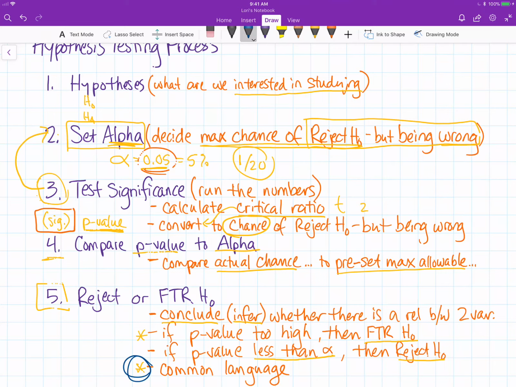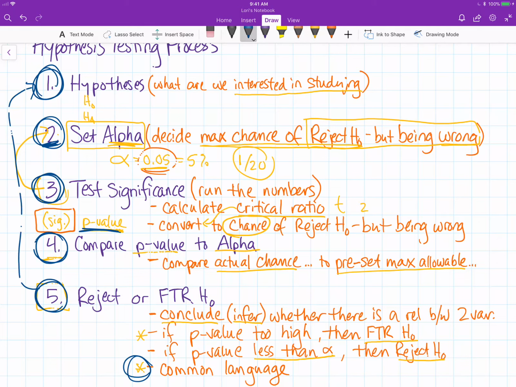So in summary, we say what our research question is. We decide the maximum we're willing to be wrong. We run a test and find out what that actual p-value is. We compare our p-value to the maximum chance of being wrong, and then we make a conclusion about our original question. So that summarizes the research testing process.